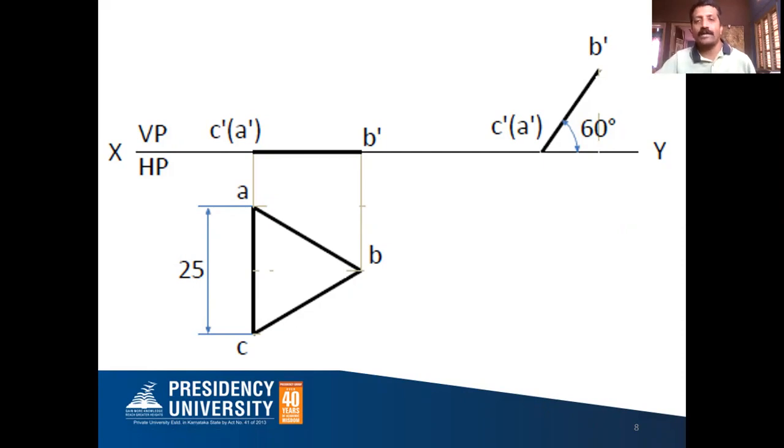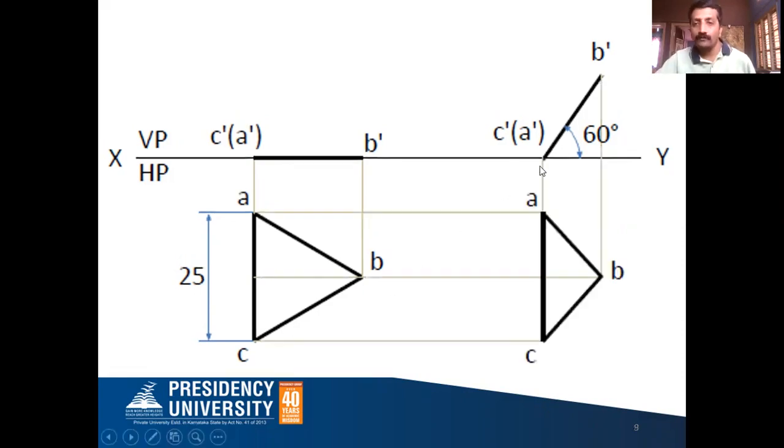Now to get the top view, keep drawing the vertical projectors from the previous front view, and keep drawing the horizontal projectors from the previous top view. After this, you coincide the points. For example, A is here, the horizontal projector of A dash is here, this is A. B is here and B dash is here, this is B. C is here and C dash is here, this is C. So all the points you're going to get.